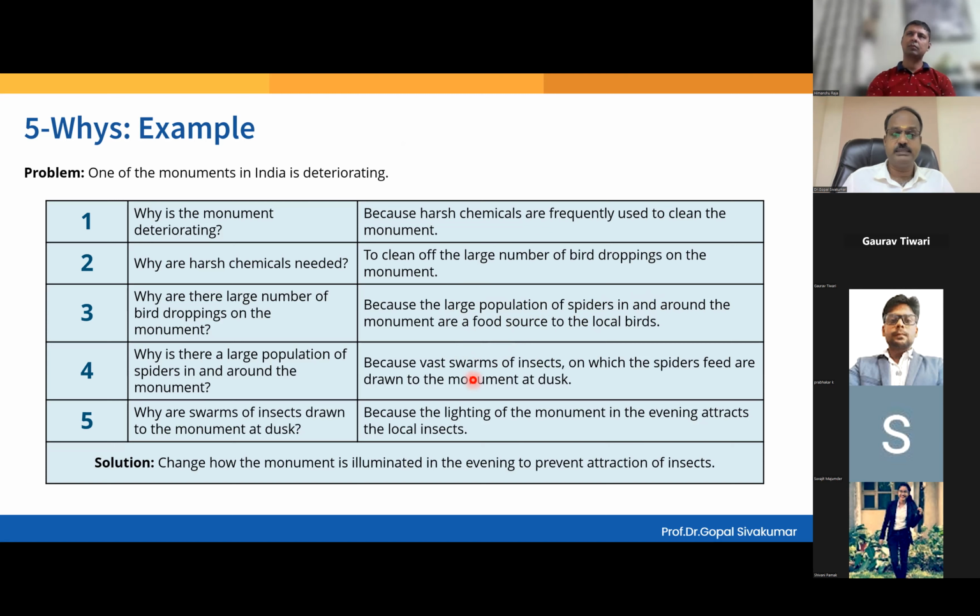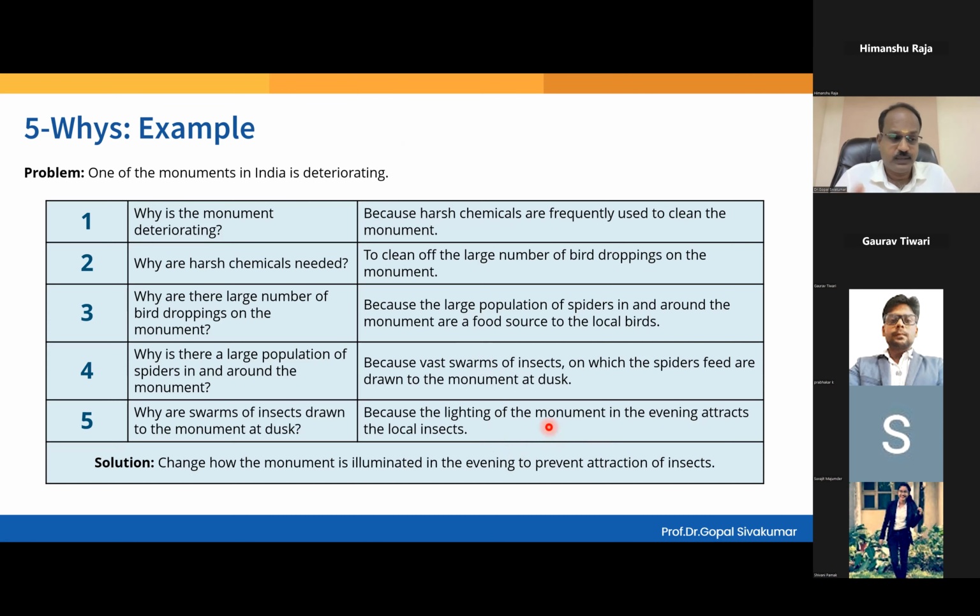Now my next question, why is there a large population of spiders in the area of the monument? Because swarms of insects on which the spiders feed are drawn to the monument at dusk. So my next question is, why are swarms of insects drawn to the monument? Because the lighting of the monument in the evening attracts a lot of insects. We all have noticed this, isn't it?